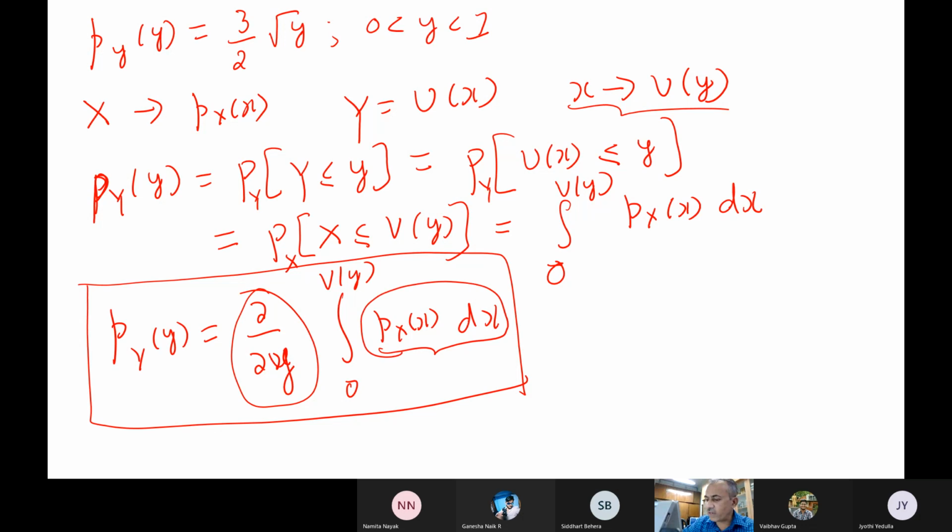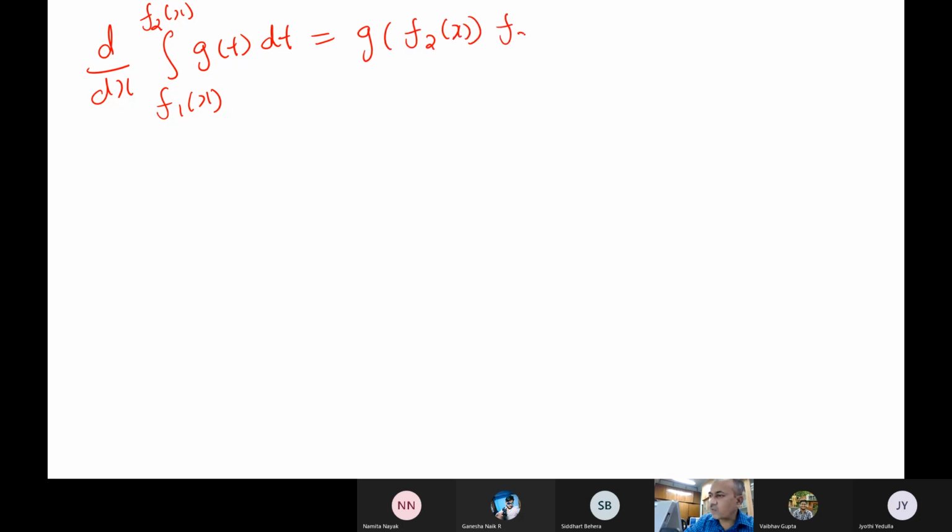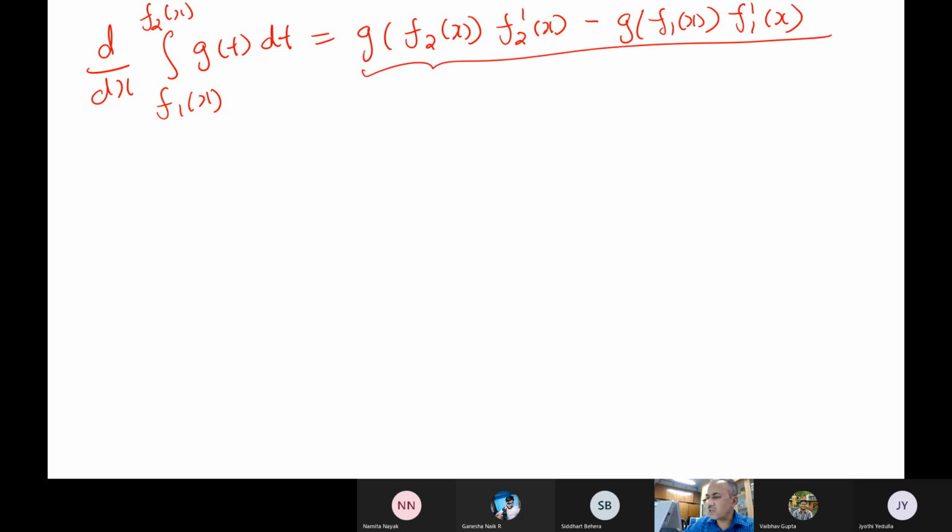Inside things are all functions of y, but the y comes only in the limits, upper bound or whatever. So in mathematics textbooks, if you see Kreyszig and others, there are some formulas given. If I have d/dx of the integral from f1(x) to f2(x) of g(t) dt, the value of this integral will be g(f2(x)) times f2'(x) minus g(f1(x)) multiplied by f1'(x). So this expression you see given in the textbooks.